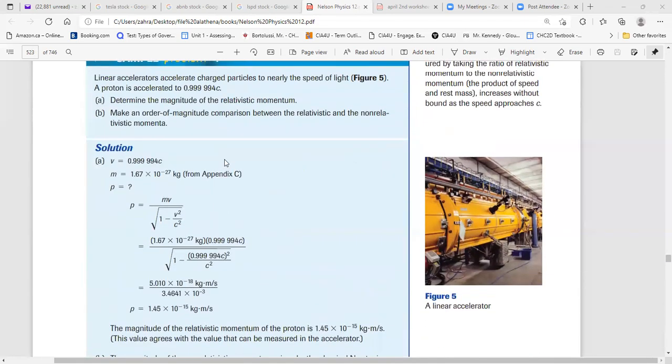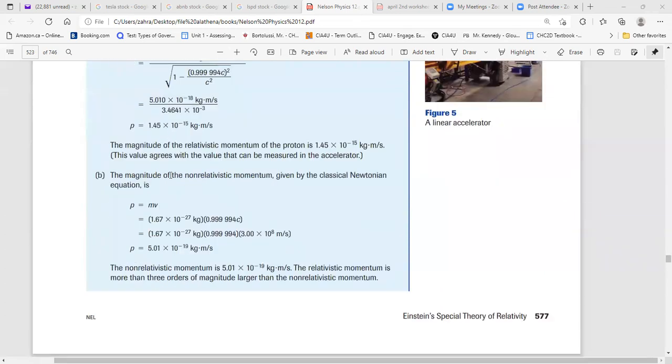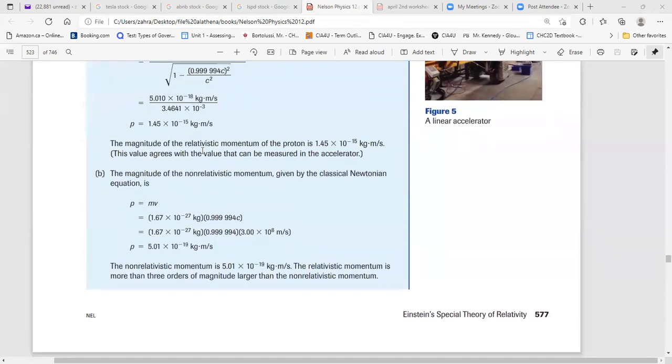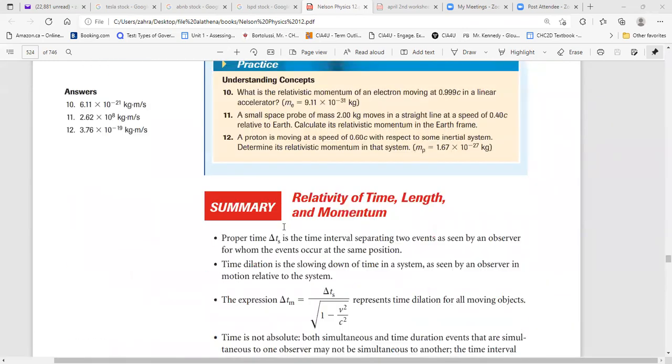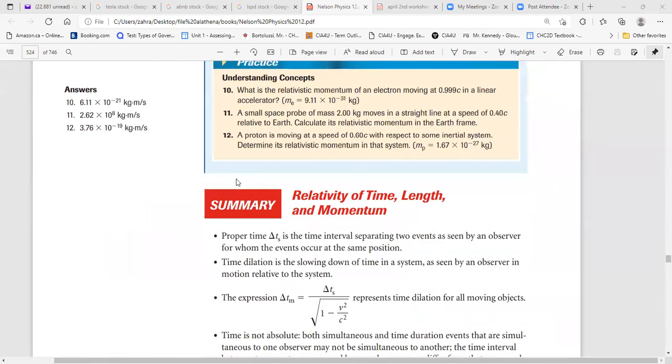And part B said, make the reference to the non-relativistic and compare it. So mv is that. You see that the relativistic p is much more than the non-relativistic p. The reason is that when it's moving with the closest speed to the speed of light, the p is heavier compared to when it's not moving close to the speed of light. So you can do question number 10 for practice here.